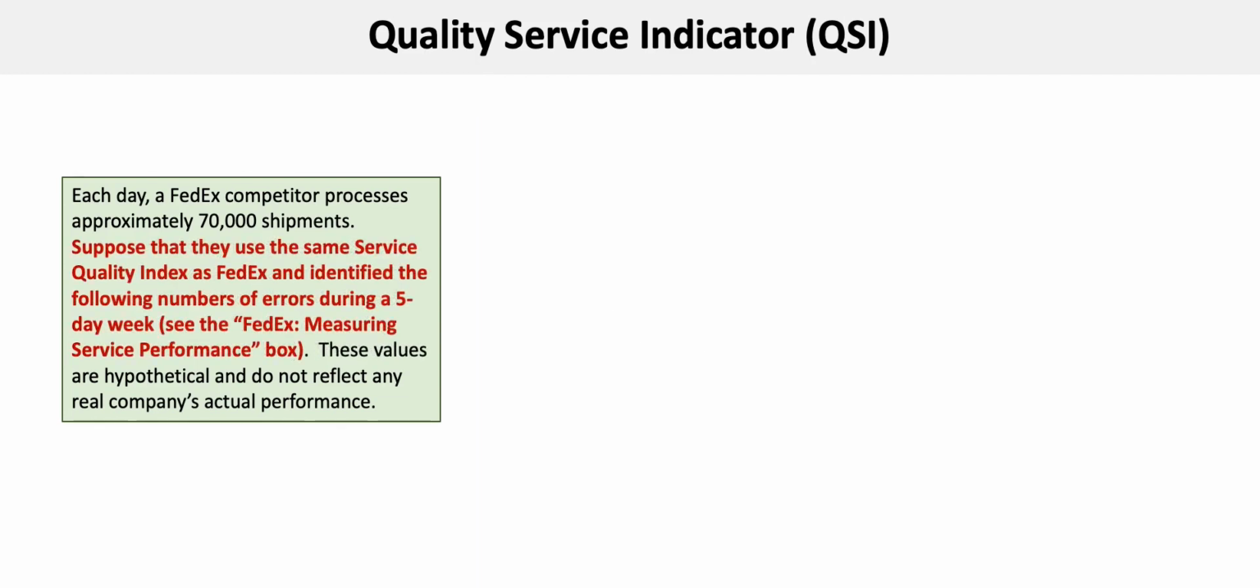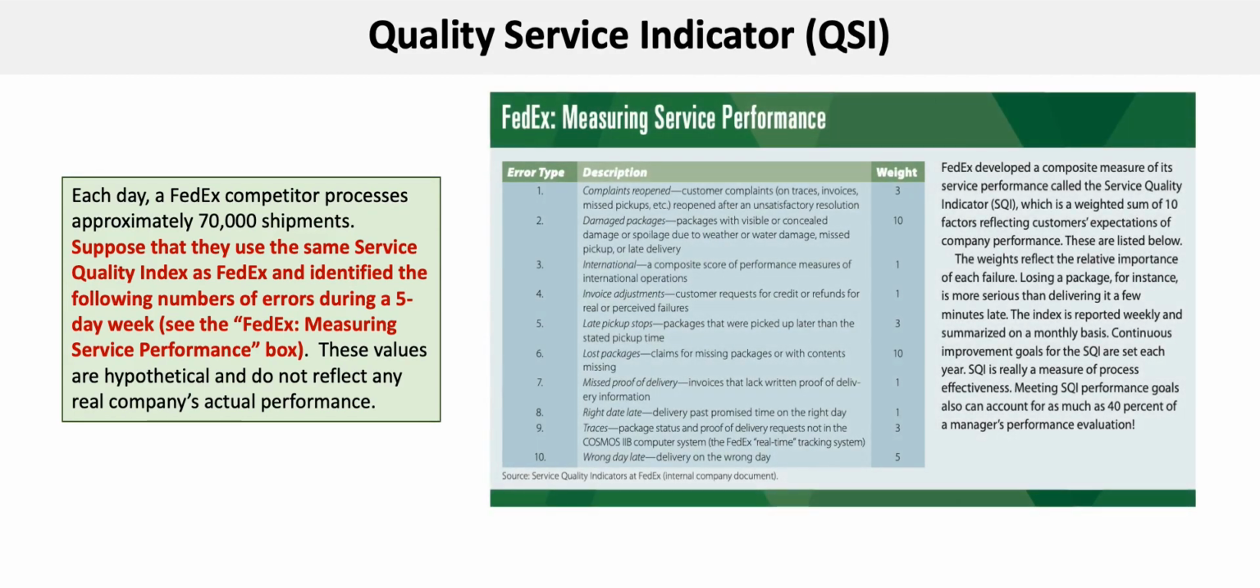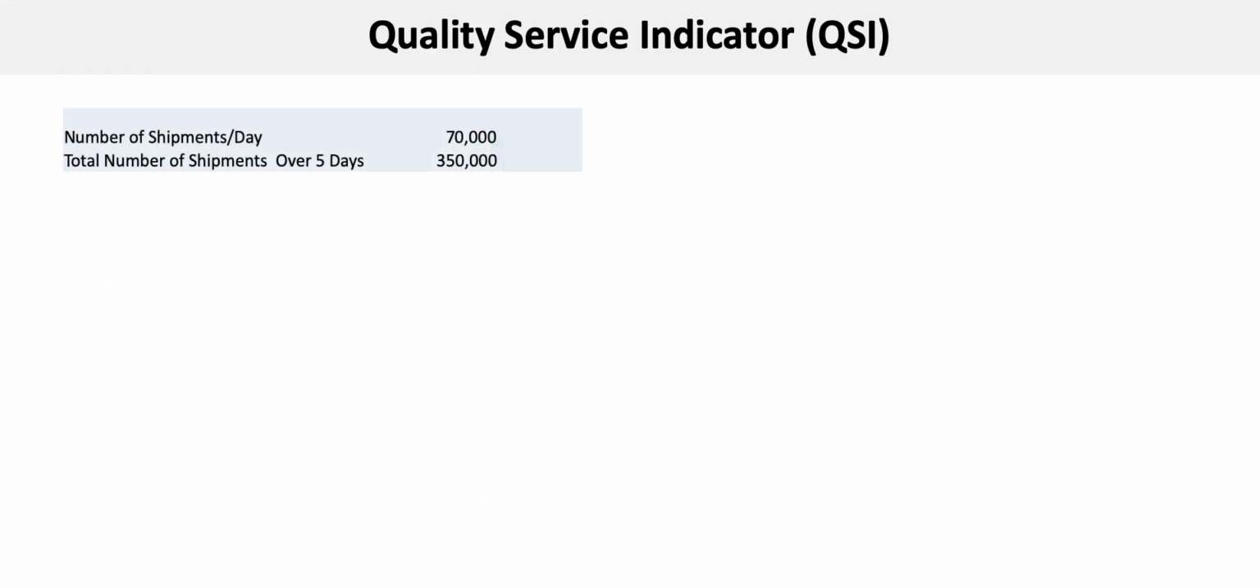First, we need to obtain our factors and relative weights. In this problem, we're directed to the FedEx example provided in the chapter, which identifies the number of errors during a 5-day work week. Specifically, we want the type of error and the predetermined weights. Next, from the data we want to extract the number of shipments per day, which in this case is 70,000, and the total number of shipments over the 5-day period, which is estimated to be 350,000, at 70,000 per day times 5 days.